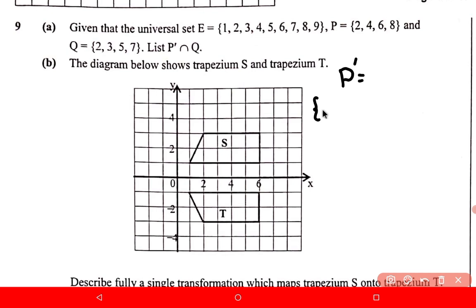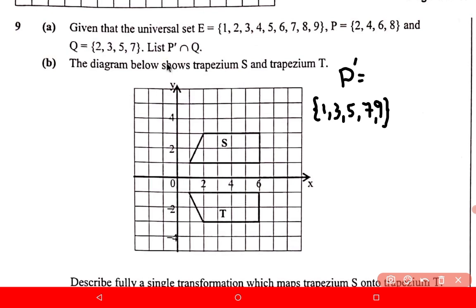So we're going to list everything, but we are going to avoid all the members in P. We start with 1, and we skip 2 since it's found in P. Then we go to 3. Then we skip 4, we go to 5. We skip 6, and we go to 7. We skip 8, and we go to 9. So this is P complement.